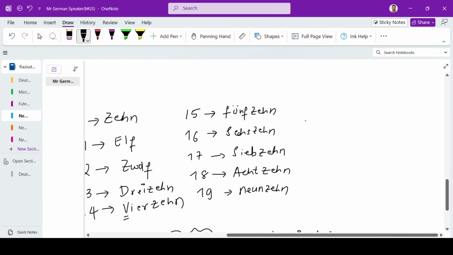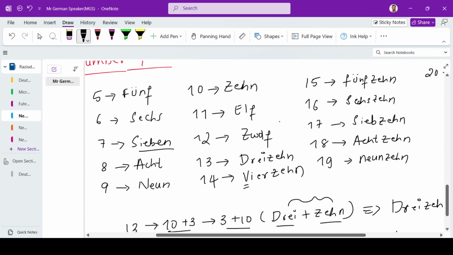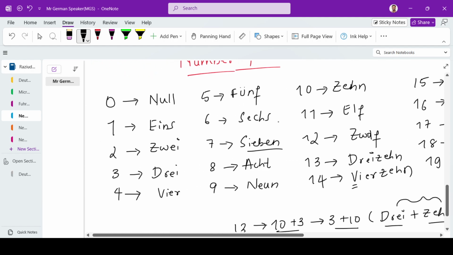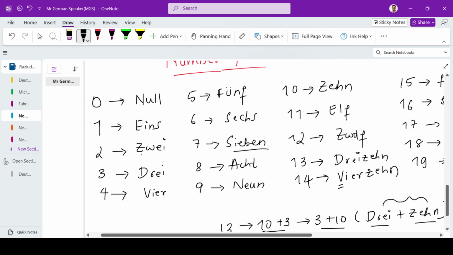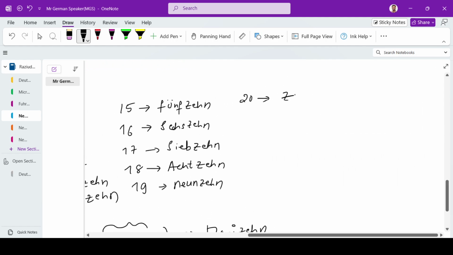Can someone guess what we call 20? You can pause the video. As we see, 2 here is zwei, so we should not write this as zweizehn.